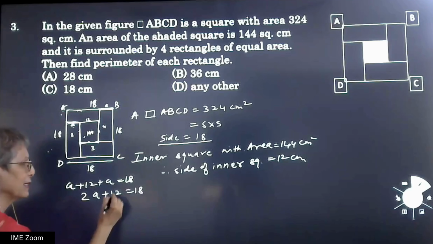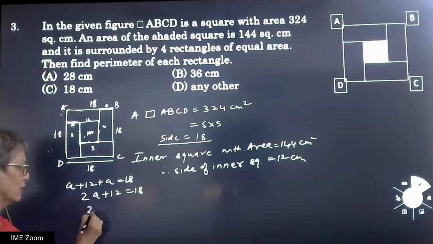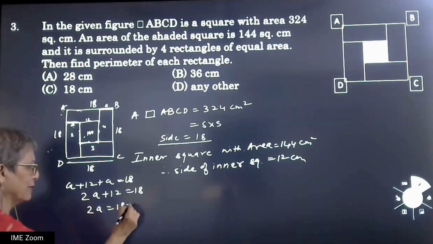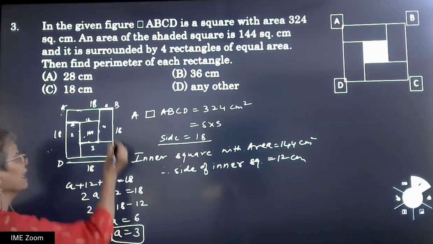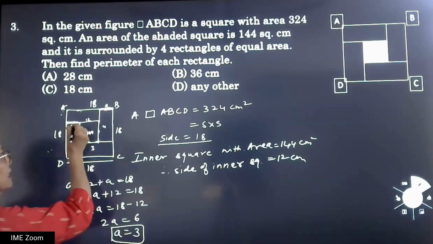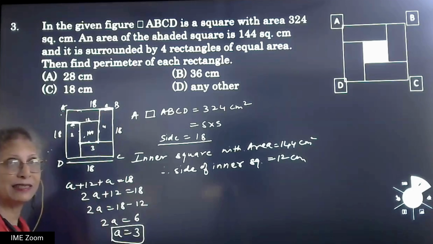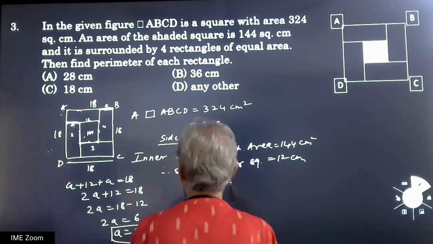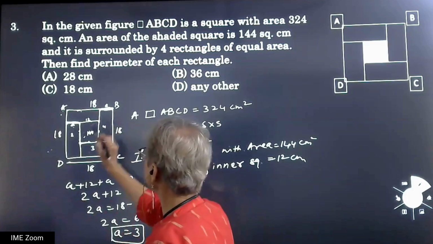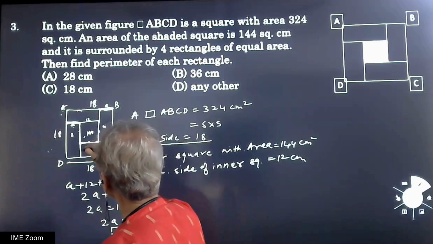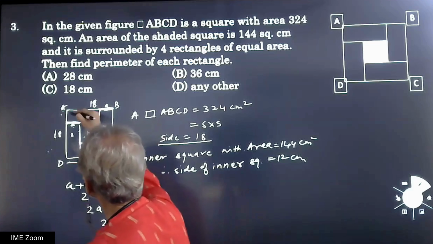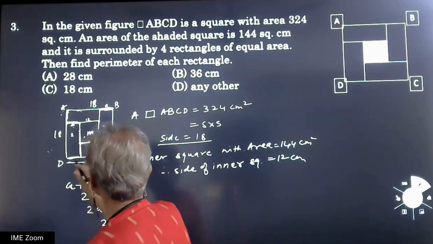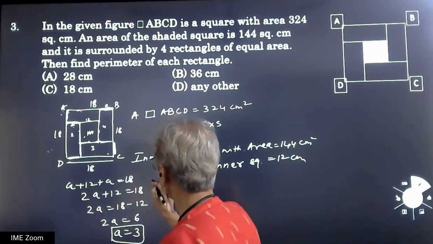Now simplify this. Take 12 to the other side. So 2A is equal to 18 minus 12. 2A is equal to 6 and A is equal to 3. So what is A? A is the width of each rectangle. That is 3. A is nothing but the width of each rectangle. Everywhere it is 3. This part is 3, this part is 3, this is also 3. Everywhere it is. Right?